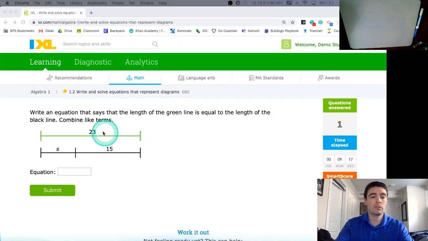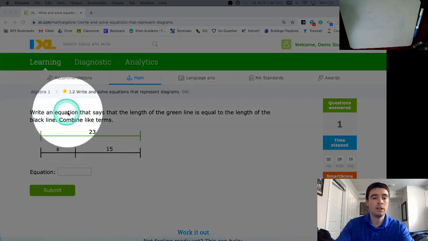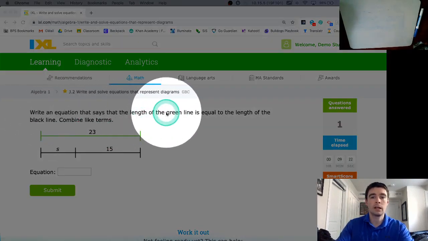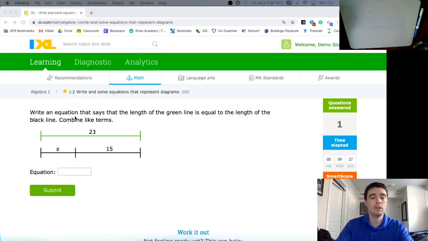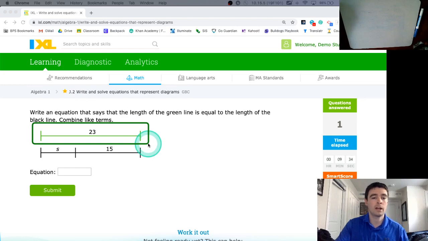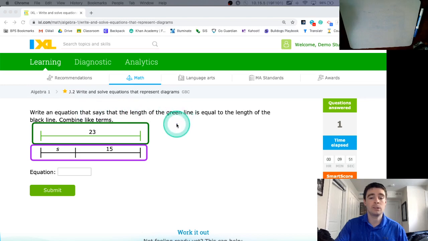First thing I'm going to do is read the question. The question says, write an equation that says the length of the green line is equal to the length of the black line. Combine like terms. So here I see a situation, and I'm going to use my highlighter tool. In the green box, that's one of the diagrams, or one number line, and that's 23. And then I'm going to use a different color, we'll call it purple, for the other box that has an S block to it and a 15 block to it. And our job is to write an equation that says these two parts are equal to each other.